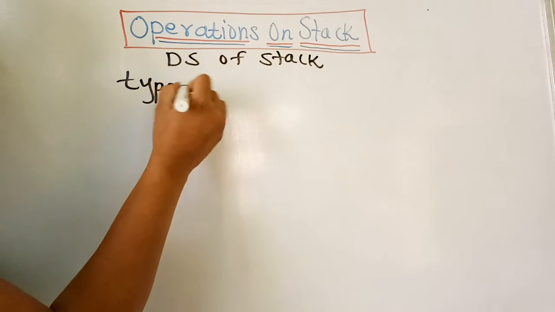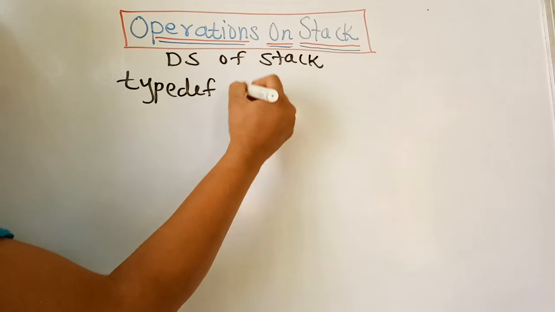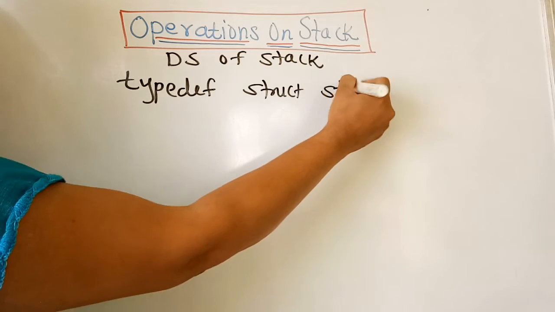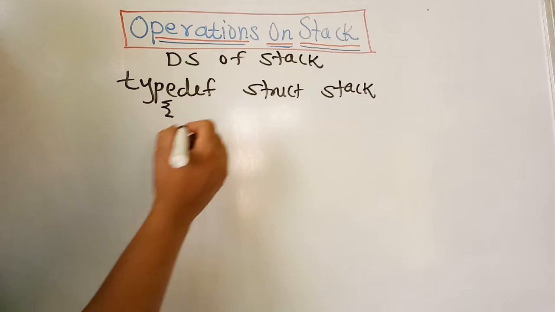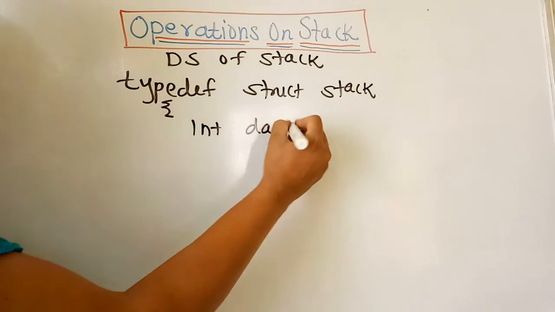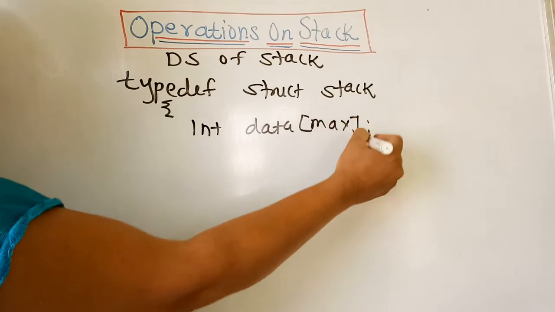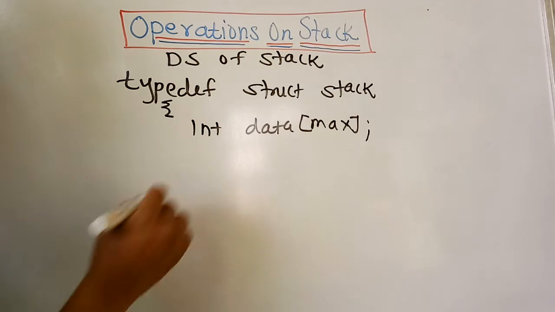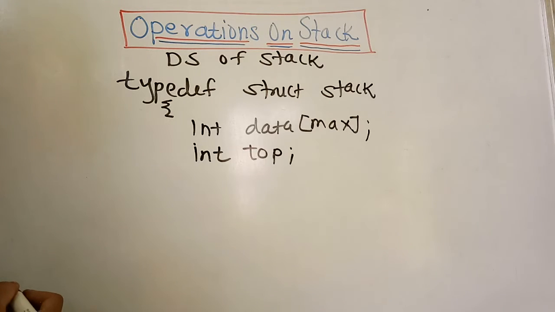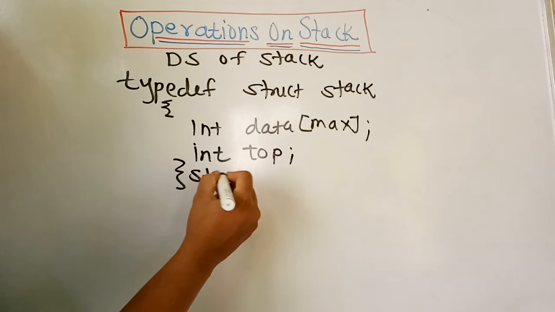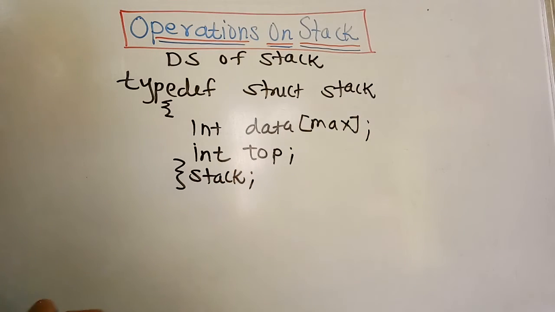So what is the data structure of stack? That is nothing but the title, struct stack, in brackets. You have to specify only two members for this structure: the integer data of size max, meaning how many elements you want to insert in the stack or handle using the stack, and the integer top, that is the pointer pointing to the current position of the stack. Then after completing it, you have to create one variable of the type stack.